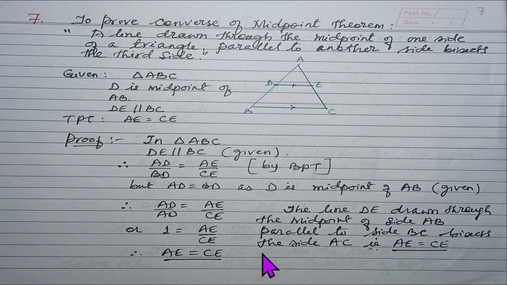Otherwise we had to go a long way to prove this in the 9th grade with different methods. This is the proof of the converse of the midpoint theorem on the basis of the properties of similarity of triangles. A very easy method. Try to remember and learn.